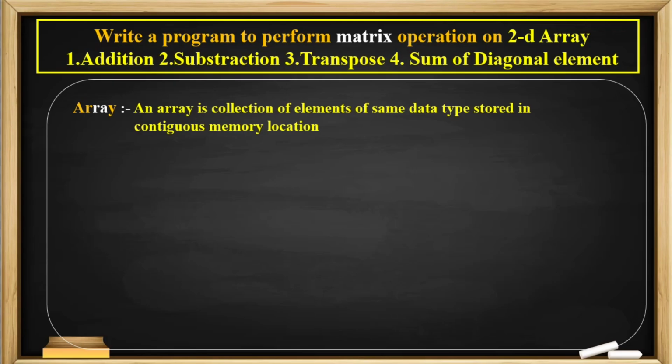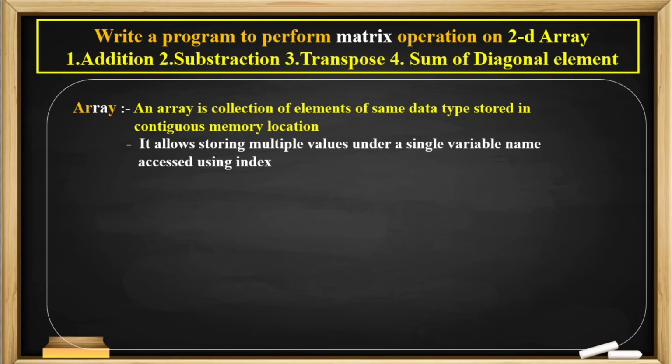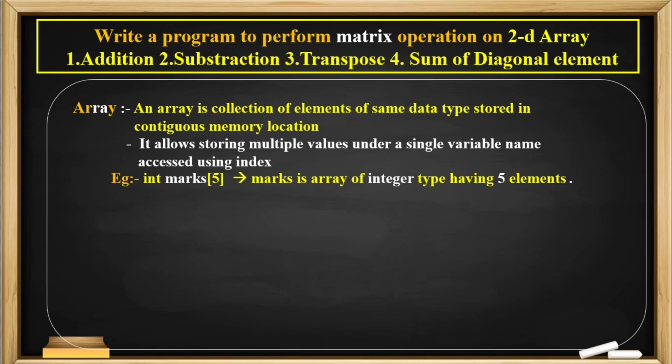We know that an array is a collection of elements of the same data type stored in contiguous memory locations. It allows us to store multiple values under a single variable name. Example, int marks[5]. It is a one-dimensional array which can hold 5 elements.